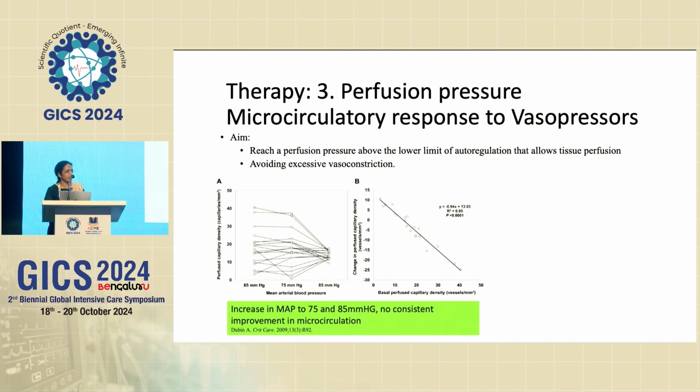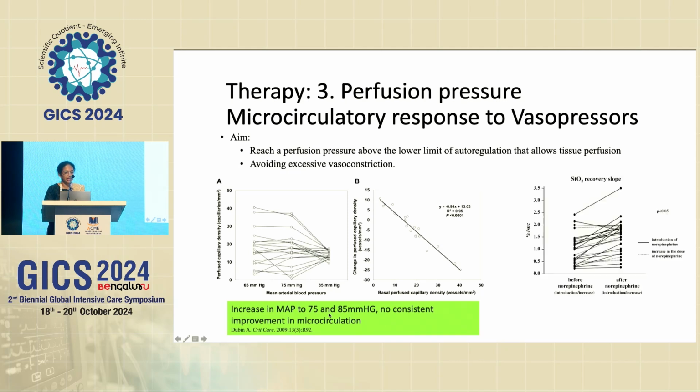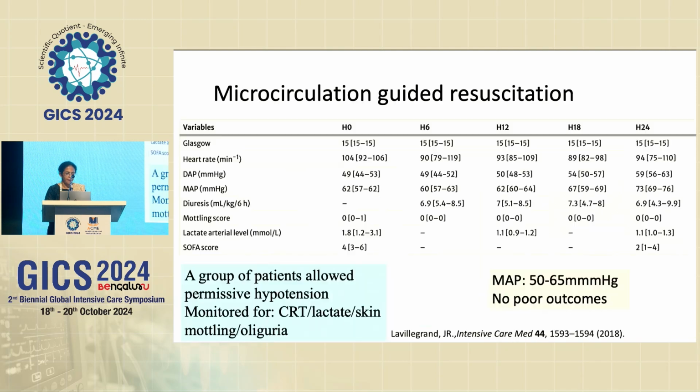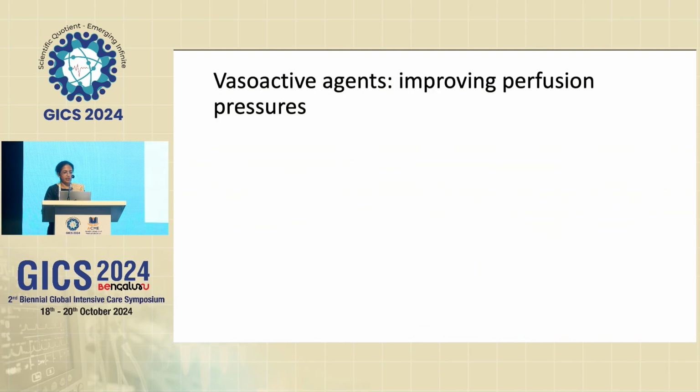In this study, they increased the mean arterial pressure from 65 to 75 to 85 with noradrenaline, but you can see that there is a variable response, with some of them improving microcirculation. So again, individualization, and giving it early is the key. And there are several other studies showing that.